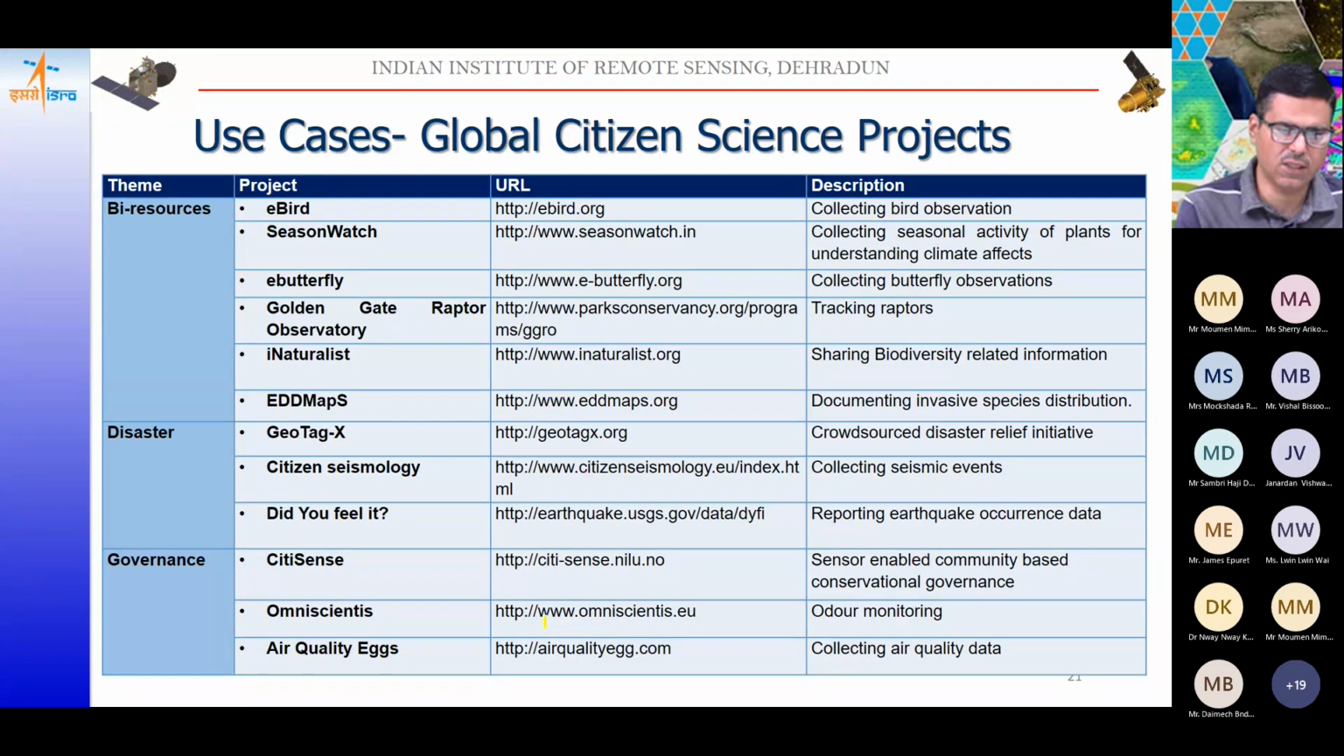Talking from the disaster perspective, there are various projects like GeoTag-X or Did You Feel It, which is related to earthquakes, wherein people can report if they felt the occurrence of an earthquake where they are. From the governance perspective, again, it is the involvement of the people or the locality to assist at the municipality or the local, regional, and also national level. There are various projects like AirQualityX, where people are collecting air quality data sets, which in turn assist the main agencies in the proper prediction or monitoring of air quality. Similarly, there are CitizenSense, OmniScientist for odor monitoring, and various other applications available.